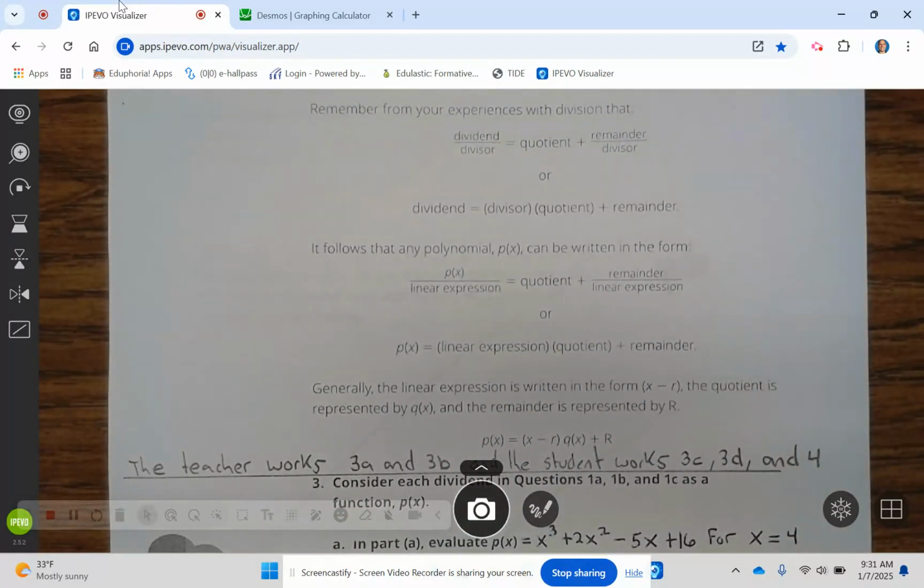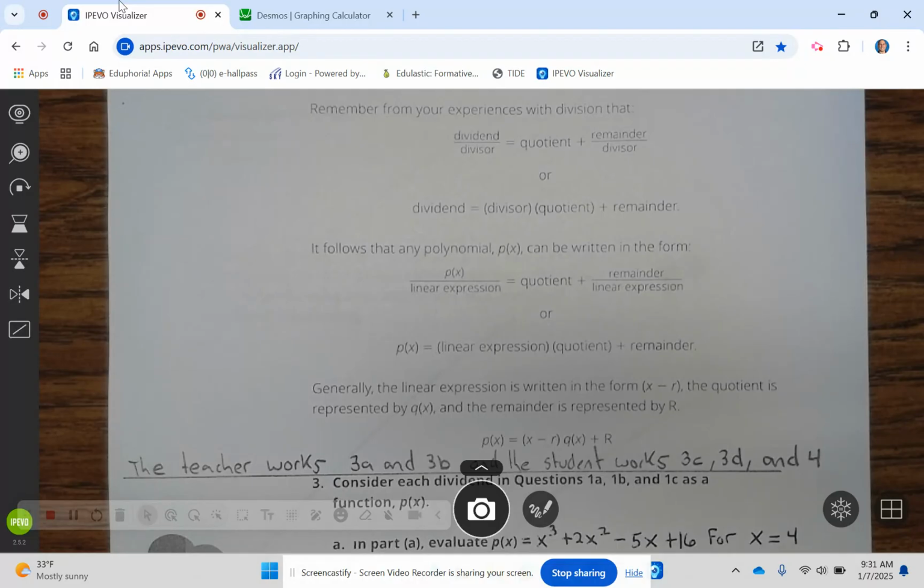Remember from your experience with division that dividend divided by the divisor equals quotient plus remainder divided by divisor, or dividend equals divisor times quotient plus remainder. It follows that any polynomial p of x can be written in the form p of x divided by a linear expression equals quotient plus remainder divided by a linear expression, or p of x equals linear expression times quotient plus remainder.